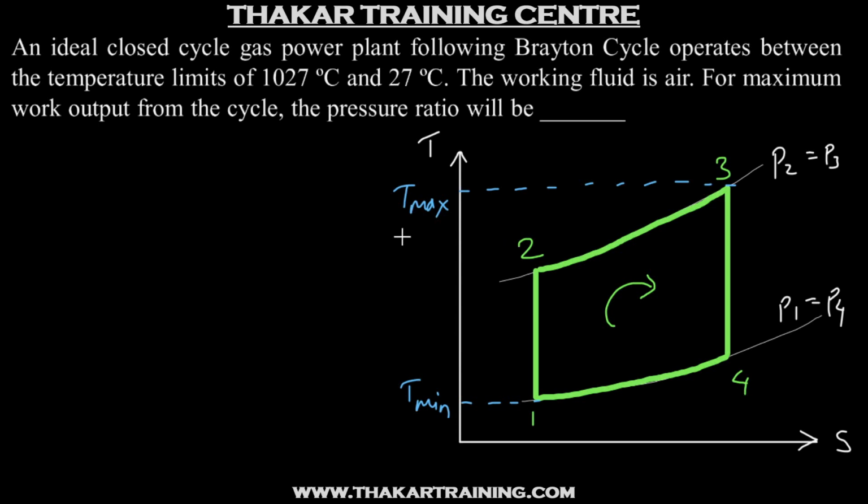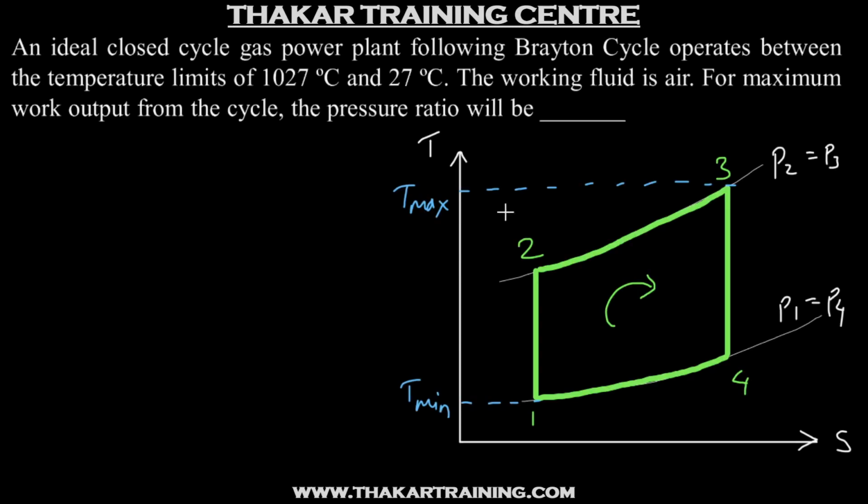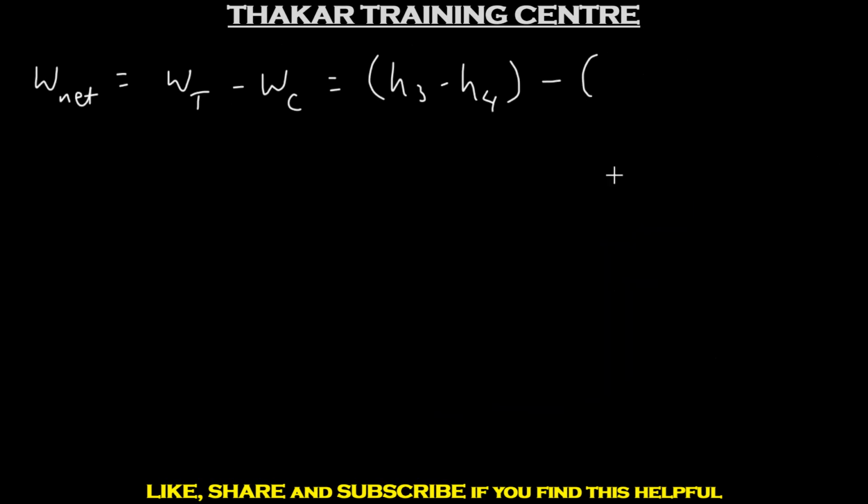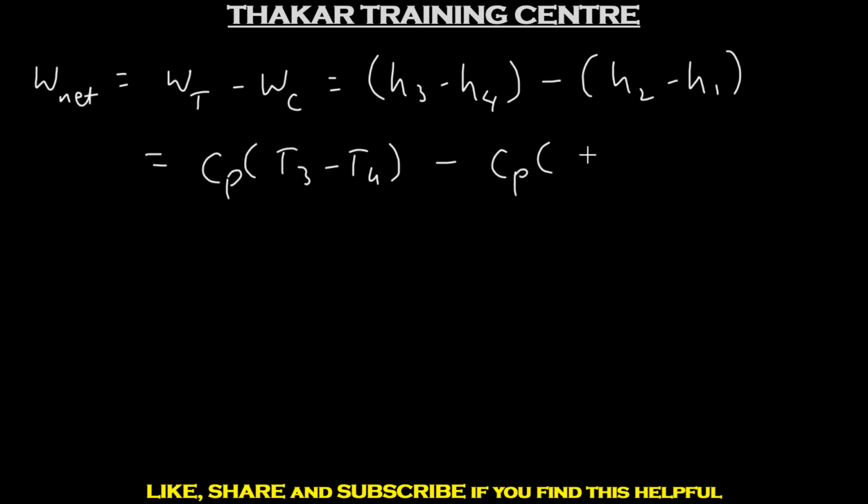So the question talks about maximum work output. So we'll directly write down the expression for W net. W net is W turbine minus W compressor. Now what is the turbine work? It will be H3 minus H4. So this is H3 minus H4 minus the compressor work will be H2 minus H1, that is magnitude. And then following the ideal gas assumption, this will be Cp into (T3 minus T4) minus Cp into (T2 minus T1). This is in kilojoule per kg units.